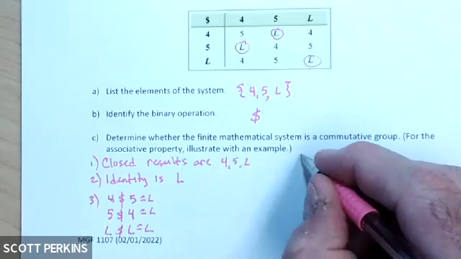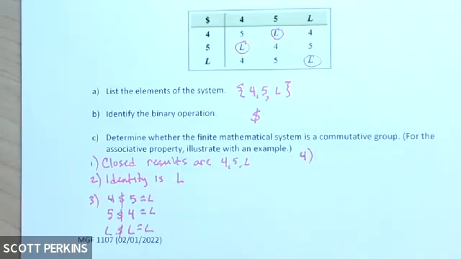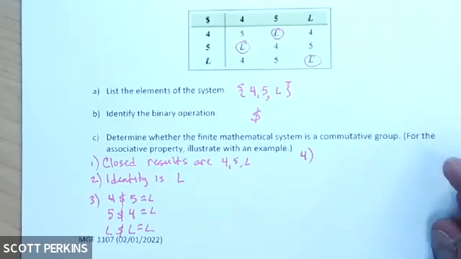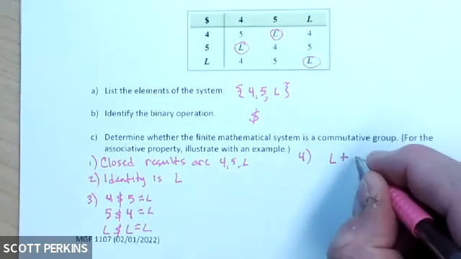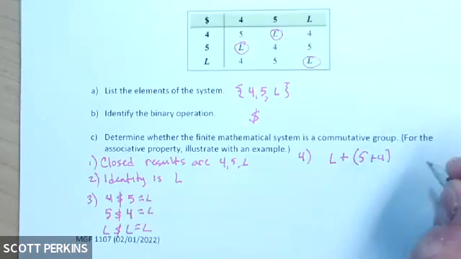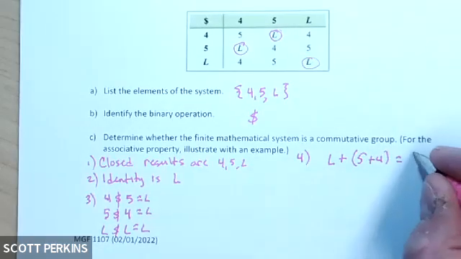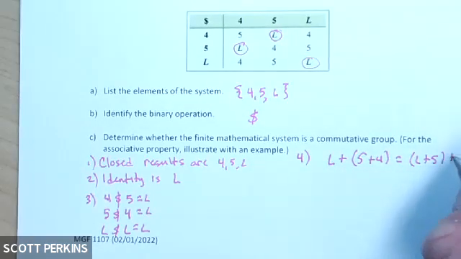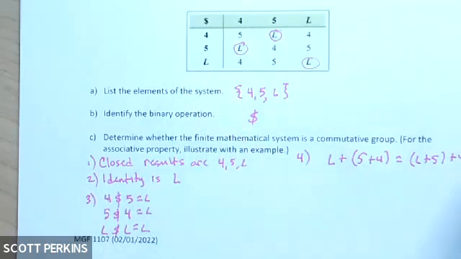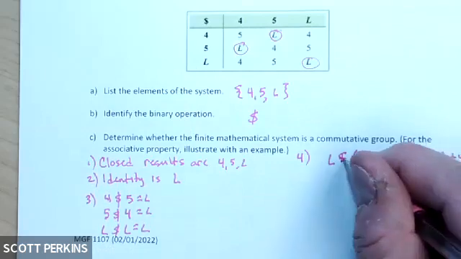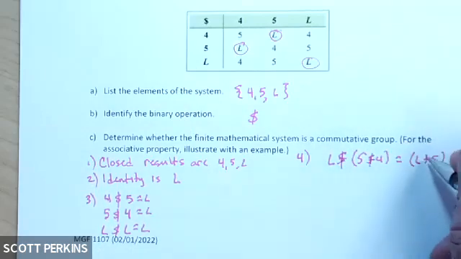The fourth thing is pick an example of the associative property. Again, you have lots of latitude here. So I'm just going to do L dollar 5 dollar 4. And I'm going to verify that this is going to be equal to L dollar 5 dollar 4. I used plus again. I've done that every time. Bad, Professor Perkins.